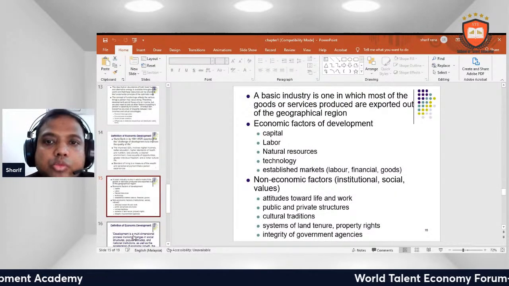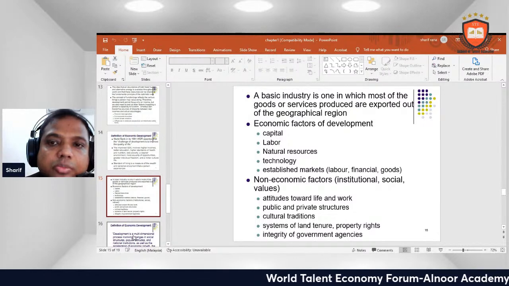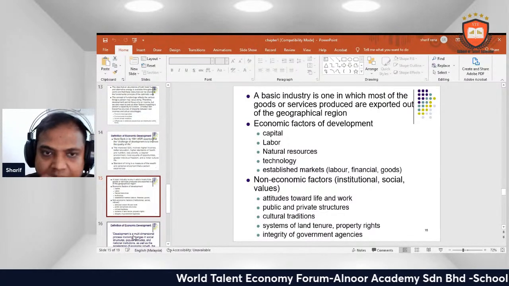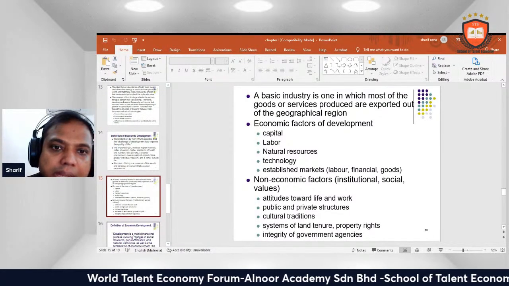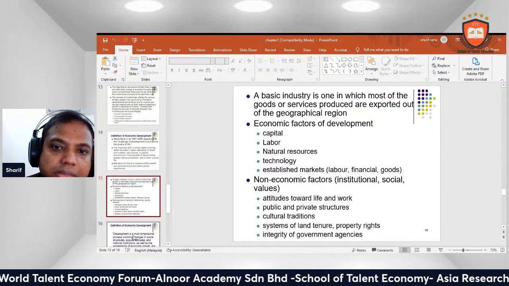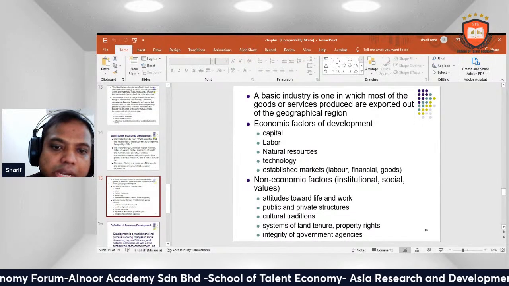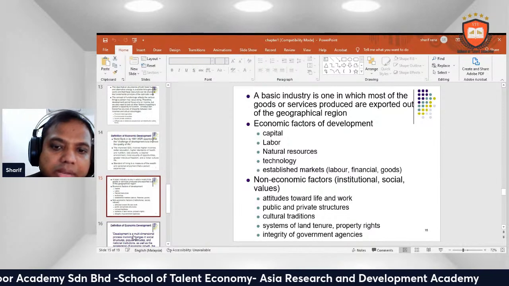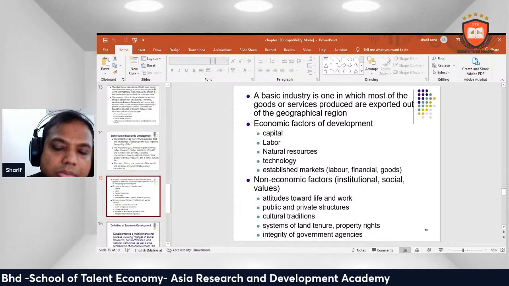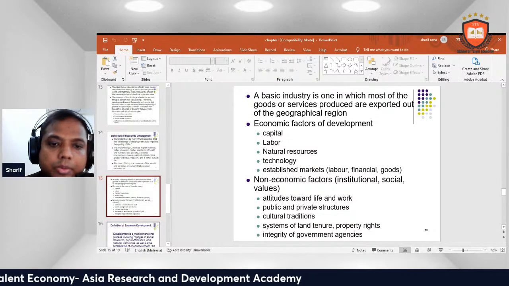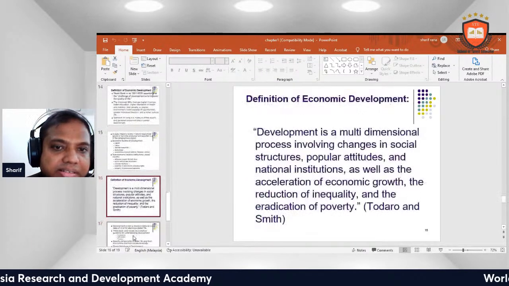An export-based industry is one in which most of the goods and services produced are exported out of the geographic region. Economic factors of development: capital level, natural resources, technology, established markets. Non-economic factors: attitude towards life and work, public and private structure, cultural tradition, system of land tenure, property rights, integrity of government agencies.